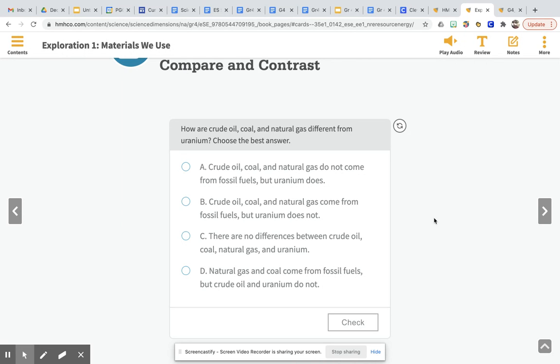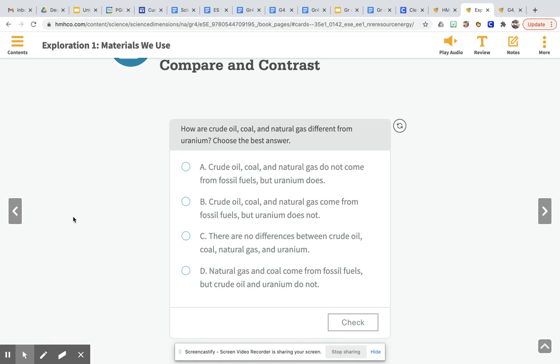And so A says crude oil, coal, and natural gas do not come from fossil fuel, but uranium does. B says crude oil, coal, and natural gas come from fossil fuels, but uranium does not. C says there are no differences between crude oil, coal, natural gas, and uranium. And D says natural gas and coal come from fossil fuels, but crude oil and uranium do not. Please pause the video at this time and discuss the correct answer.